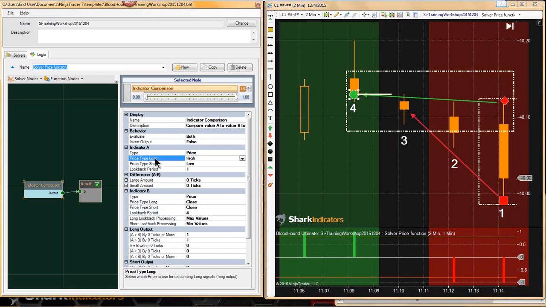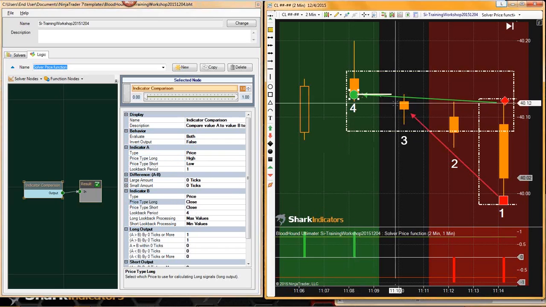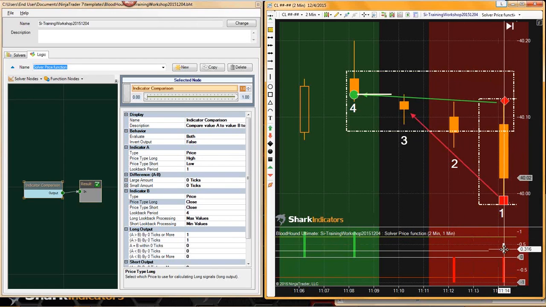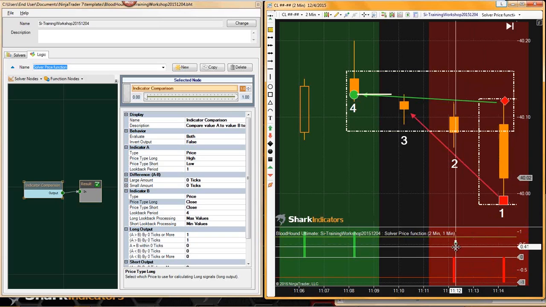And so that's why there's no long output. That's how the long output is being calculated. Since this high price is less than the maximum closing price, there's no long output. You'll notice that we're missing a long output there. That's because the high price is less, and even on this bar.